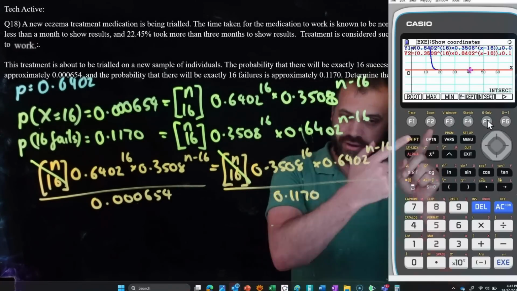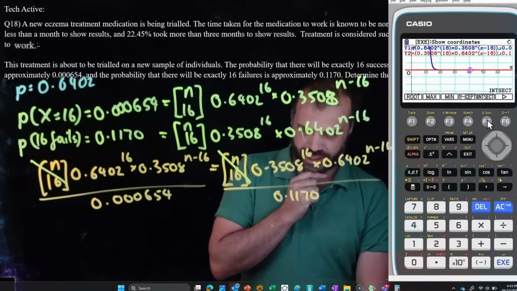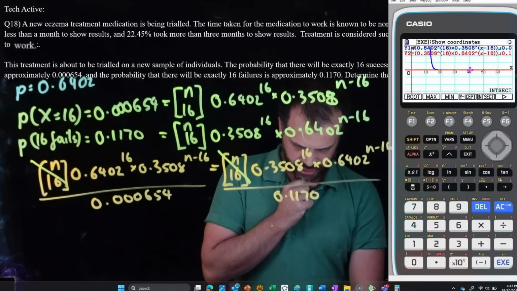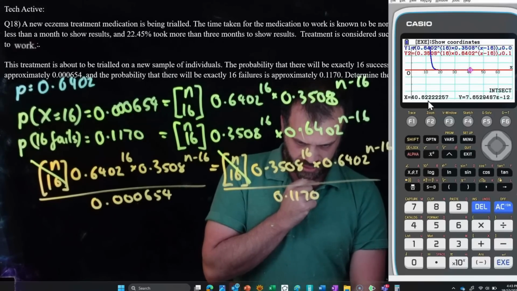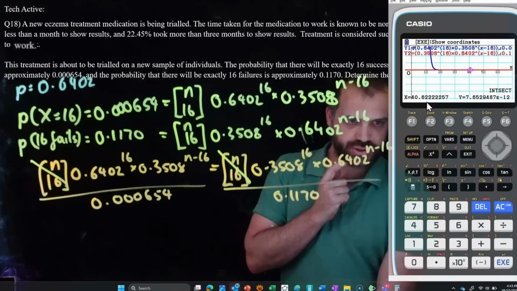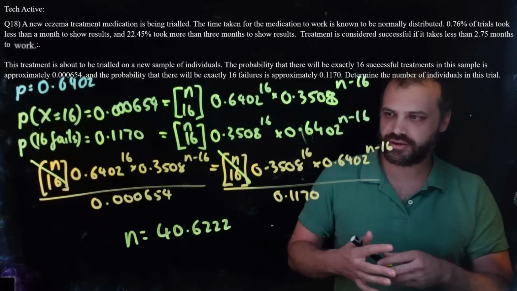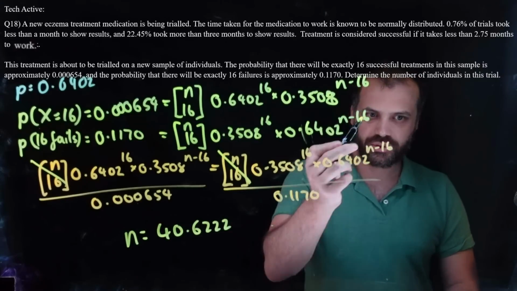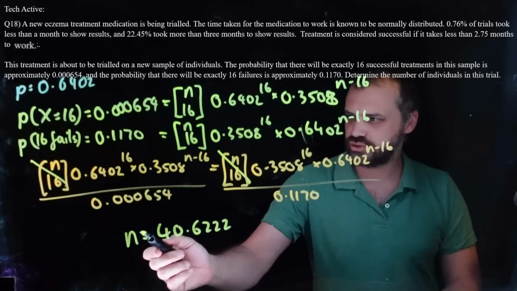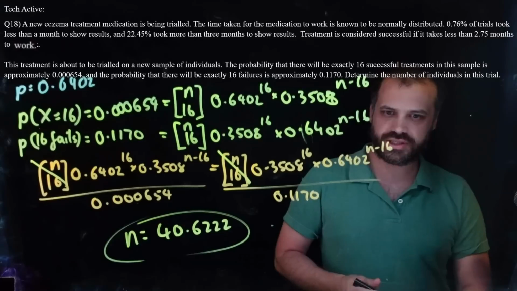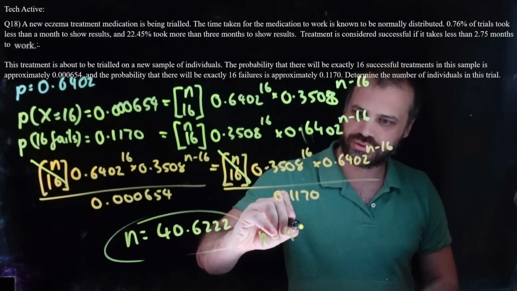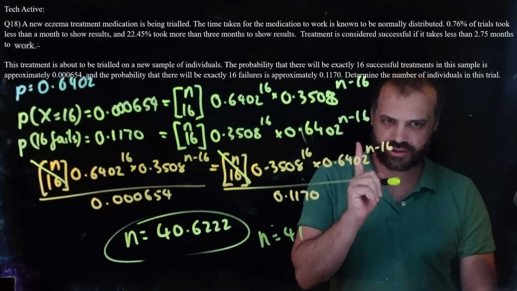So I've gone in, I've done the intersection already. I get an intersection of, let's take a look here, 40.622222. So assuming there's some sort of rounding error or something like that, because we're looking for the number of individuals in this trial, let's round this to n equal to 41.